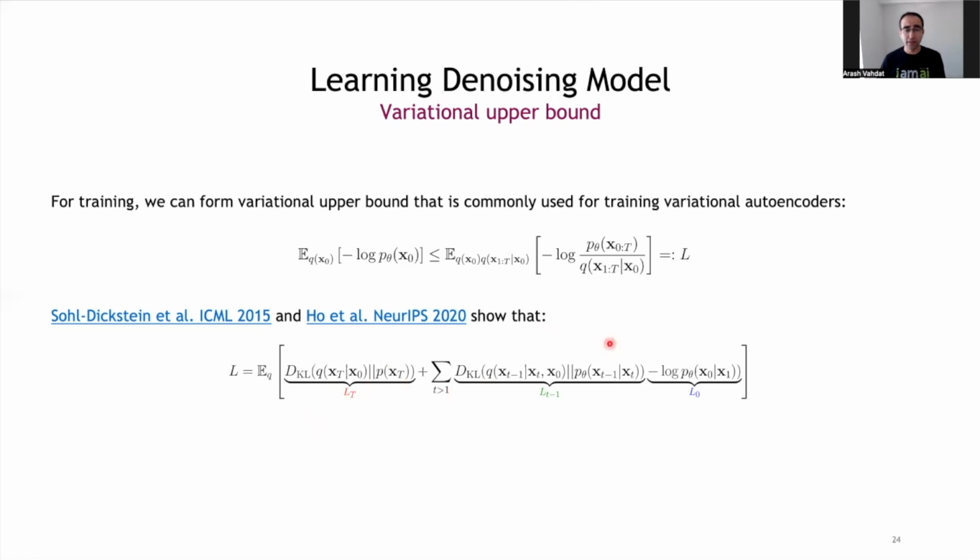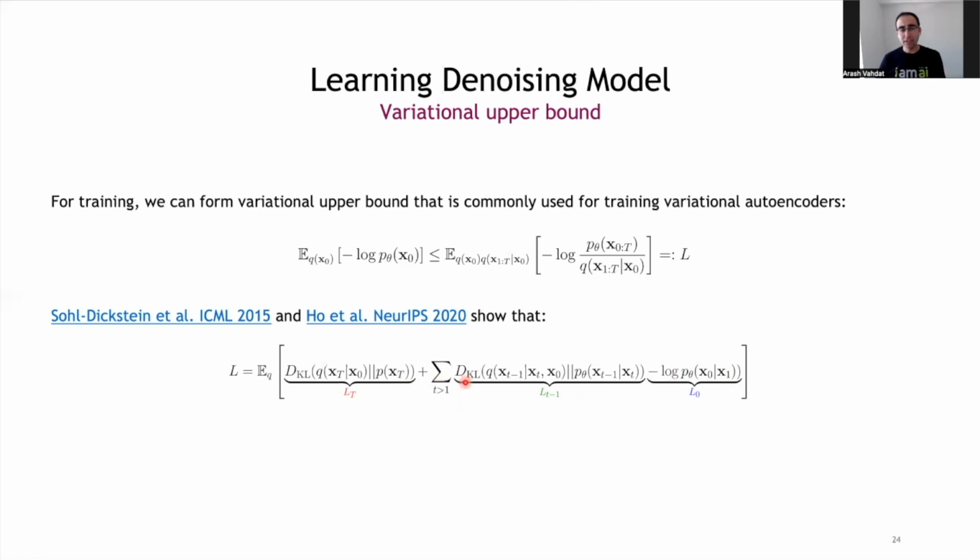We have this KL term that I'm going to go into in detail. And then we have this term that can be considered the reconstruction term in VAEs. This just measures the likelihood of the input clean image given the noisy image at the first step under our denoising model. This term is also very simple and has a structure very similar to the other term. So for a moment, just assume that we can compute this very easily and ignore it. Mostly we just need to focus on this term, which is the most important term here.